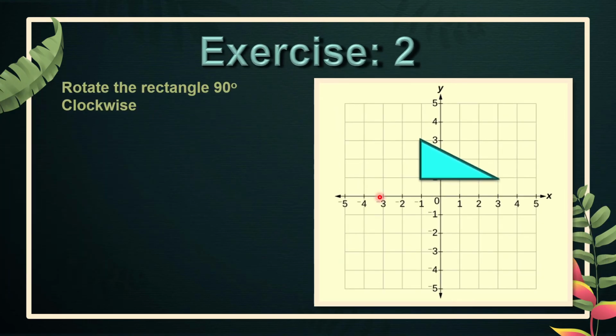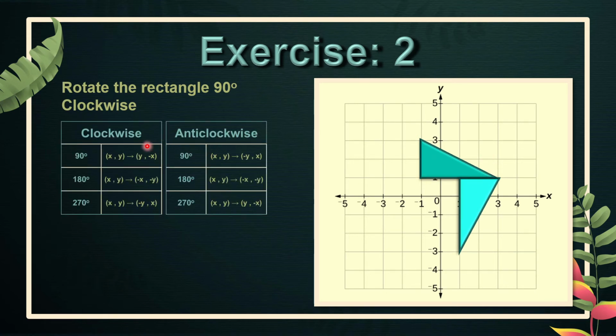Exercise 2. You will rotate this rectangle 90 degrees, but this time it will be clockwise, not anti-clockwise. So remember the rules. This is the rectangle after rotation, and this is the rectangle before the rotation. Okay, remember the rules here. This is the clockwise, and this is the anti-clockwise. We want to rotate it 90 degrees clockwise. We will use this rule. And remember, this is the same also as 270 degrees anti-clockwise.